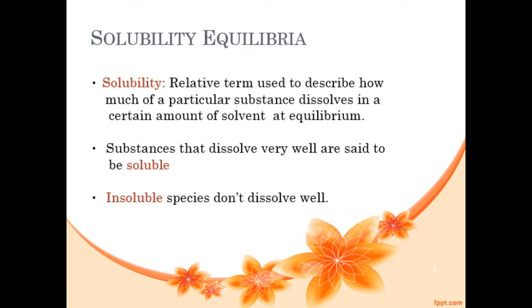So what is solubility? Solubility is a relative term used to describe how much of a particular substance dissolves in a certain amount of solvent at equilibrium. Okay, how much, like 3 grams of sodium chloride is able to dissolve in 5 ml of water. Okay, so that's what it means. Substances that dissolve very well are said to be soluble, whereas those that do not dissolve well, we call them insoluble species.